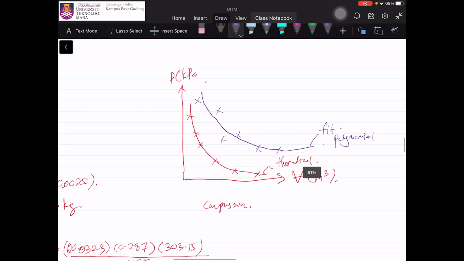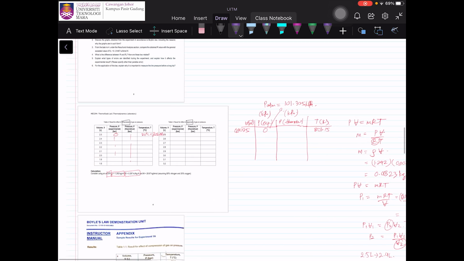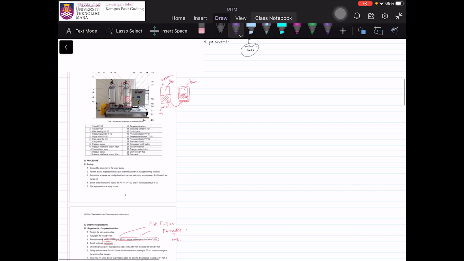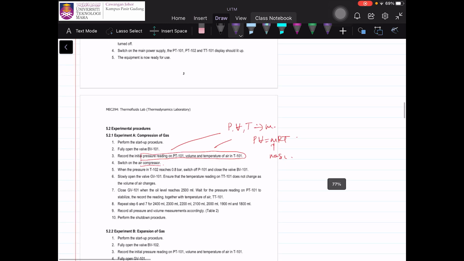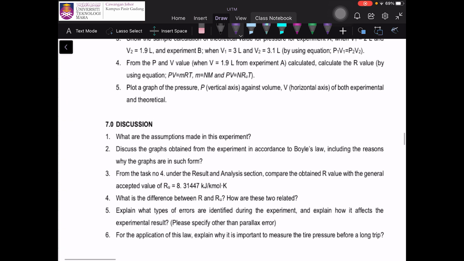So I think that's all about these experiments. You can answer several questions on the discussion part to get a better understanding, and you can also do the activities to label the apparatus and some items in the apparatus.